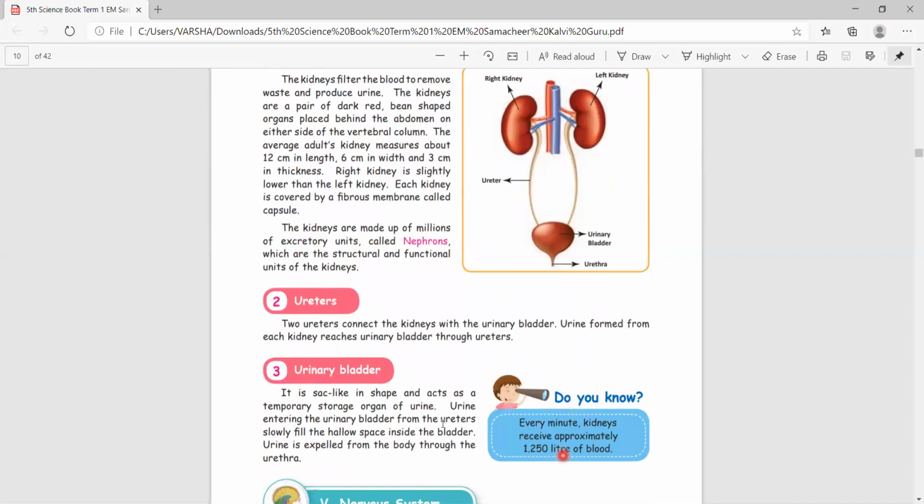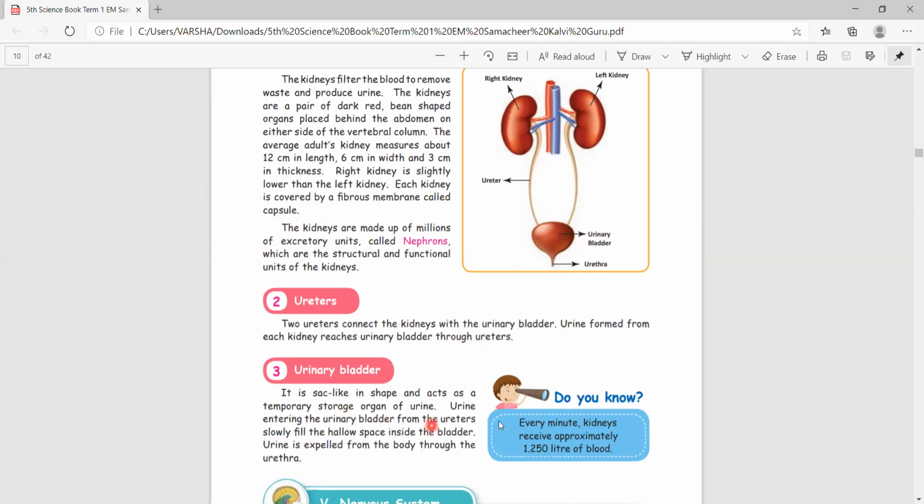First we see the ureters. Two ureters connect the kidneys with the urinary bladder, one for each of the left and right kidneys. Urine from each kidney reaches the urinary bladder through the ureter. The urinary bladder is sac-like, bag-like in shape, and acts as a temporary storage organ.